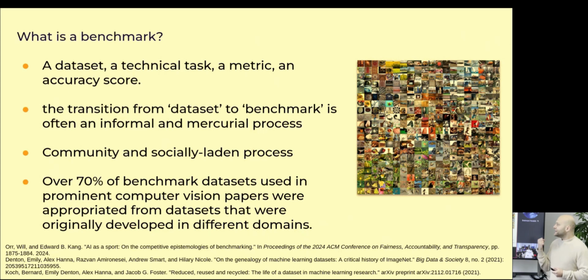And not only that, it stops being a static artifact, but people take parts of it, they change it, they extend it, they use it in different case studies. For example, 70% of benchmark data sets in computer vision were appropriated from other data sets developed in different domains.